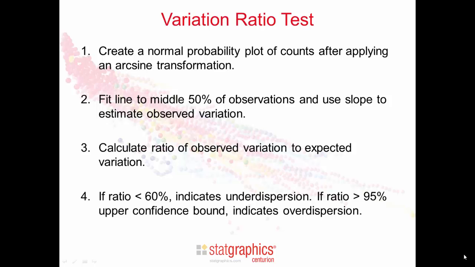If the ratio is less than 60%, that's an indication that the data are underdispersed compared to the binomial. If the ratio is greater than the 95% upper confidence bound that's displayed, it indicates overdispersion.